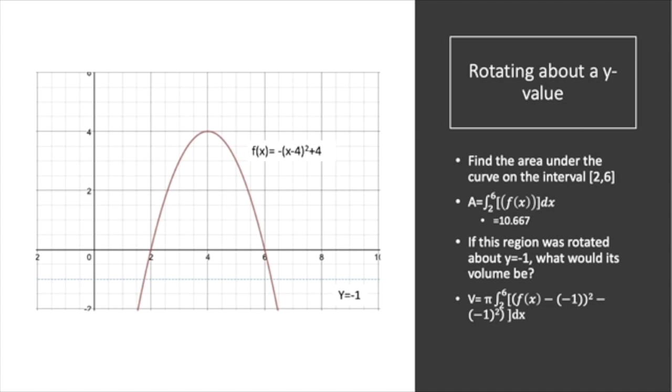Volume equals pi times the integral from f of x minus negative 1 squared minus g of x minus negative 1 squared, which is equal to the equation that I have above. Since there is only one equation, f of x will remain the equation for f of x, obviously, but g of x will actually be where it's bounded by.